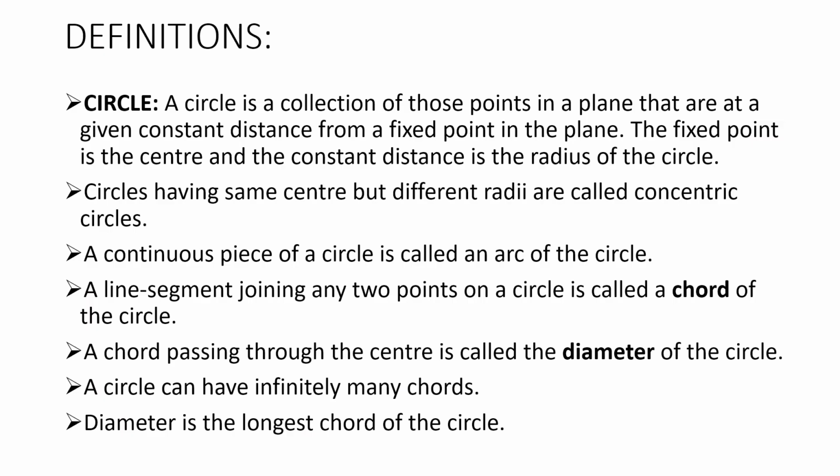We will start with some definitions. Circle. A circle is a collection of those points in a plane that are at a given constant distance from a fixed point in the plane. The fixed point is the center and the constant distance is called the radius of the circle. Circles having the same center but different radii are called concentric circles.